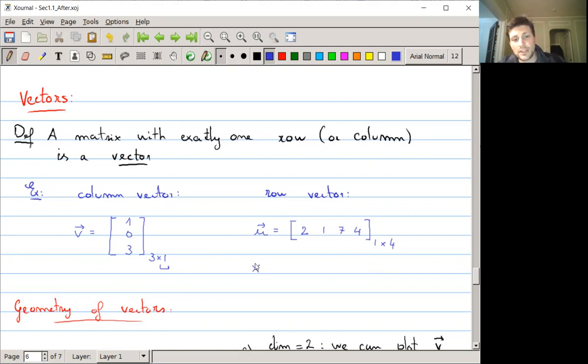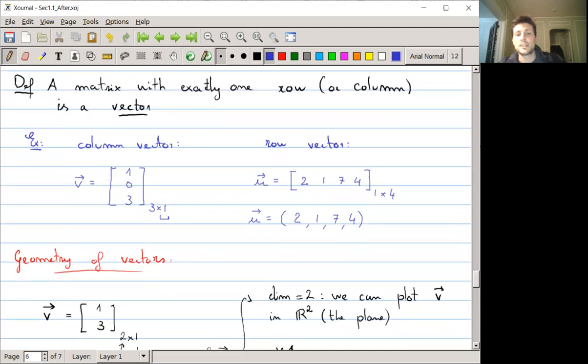Sometimes we'll write row vectors in the following way. The same vector u, depending on the context, may be written like this. There's going to be a slight distinction, but I want you guys to know that in the literature, both writings are acceptable, and they're usually interchangeable.